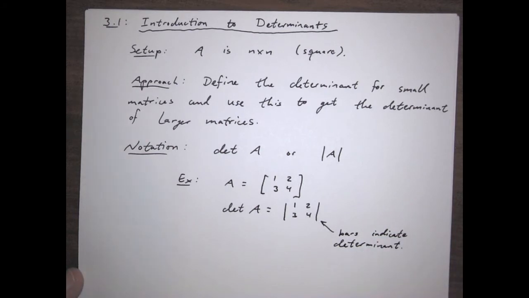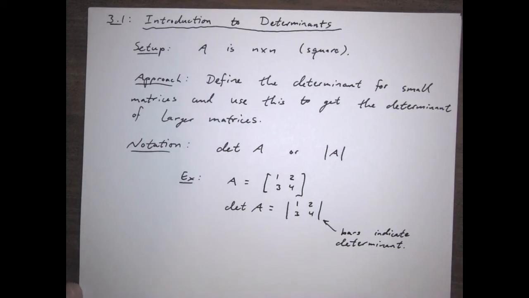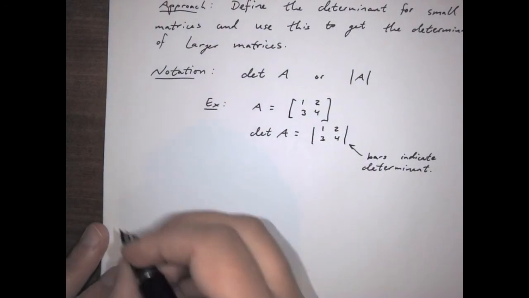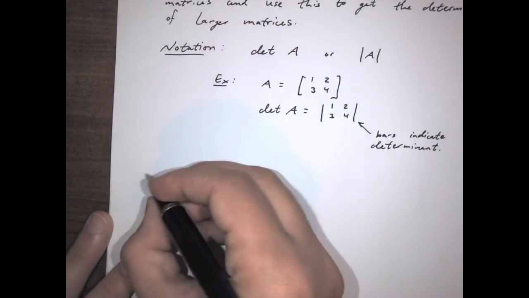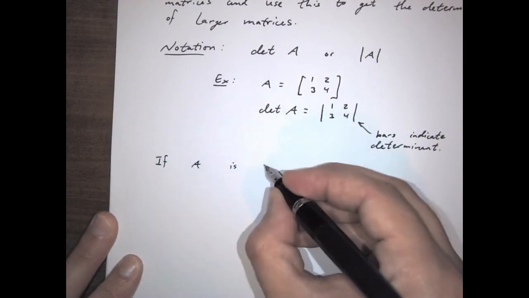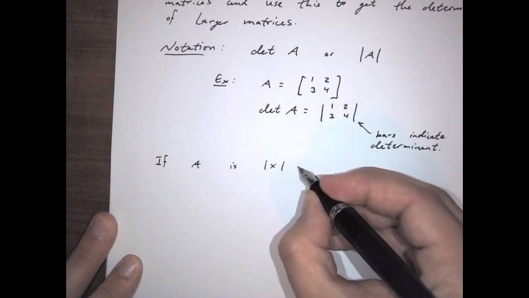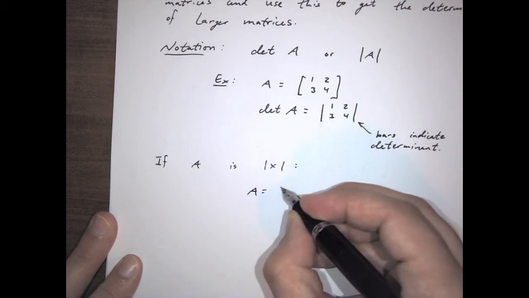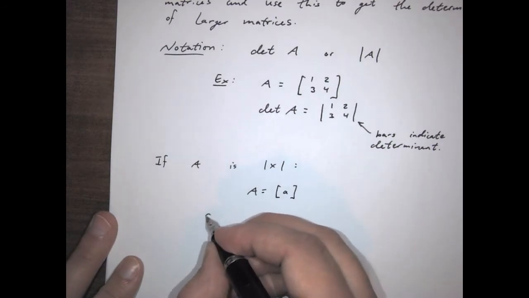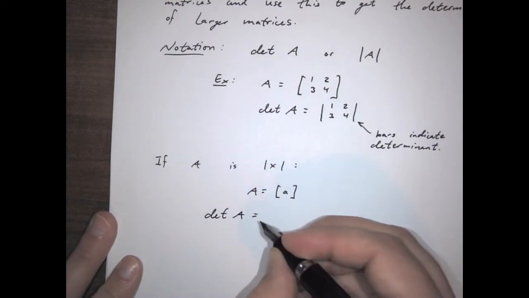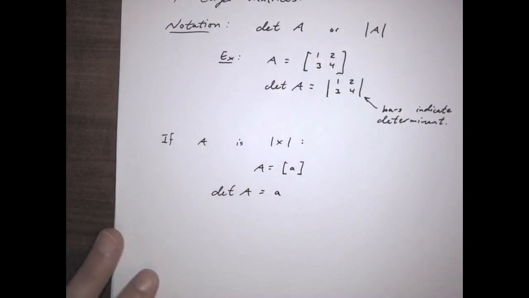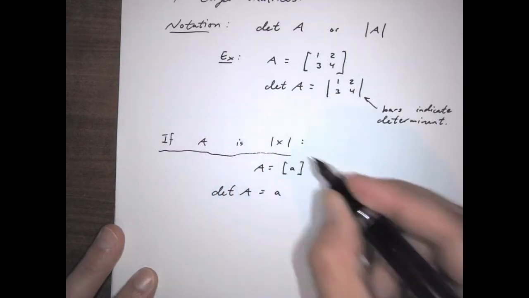So we're going to start small and work our way up. First off, if A is only a 1 by 1 matrix, it's kind of a special case. It's the smallest a matrix could possibly be. If A is 1 by 1, then that means A is just equal to one single entry, and the determinant of A is just that entry. Okay, too easy. Let's work our way up.